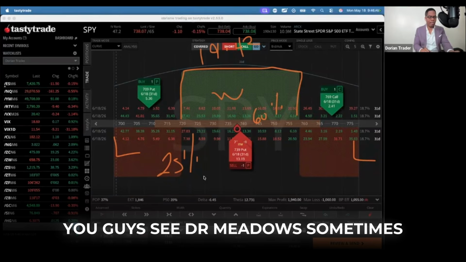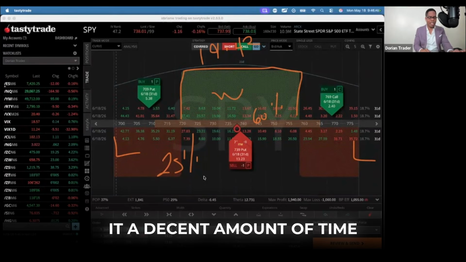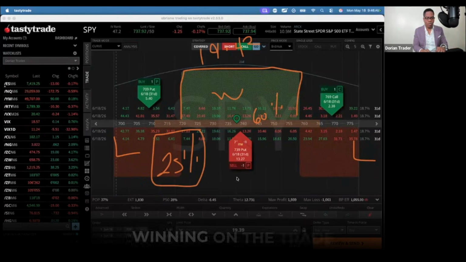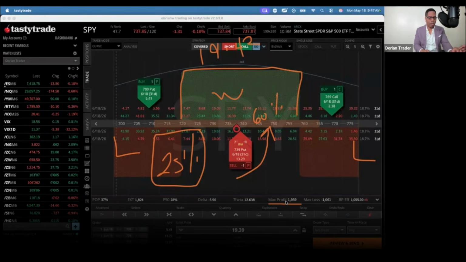You guys see Dr. Meadows sometimes going for 35, 45, even 50% sometimes, and he can get it a decent amount of the time. But this is where you're going to have about a 60% chance of winning on the trade. And the risk reward is nice usually, right? This is risk 1 to make 2. So this is the iron fly.